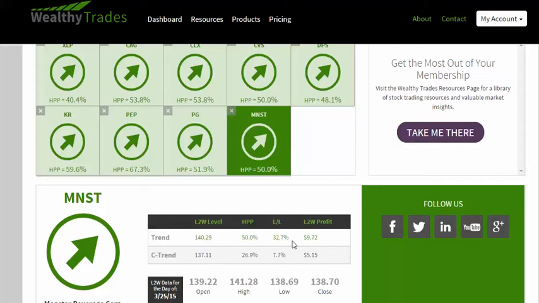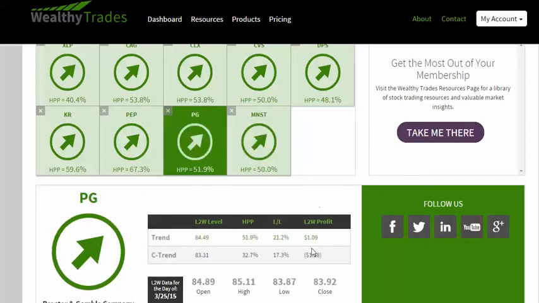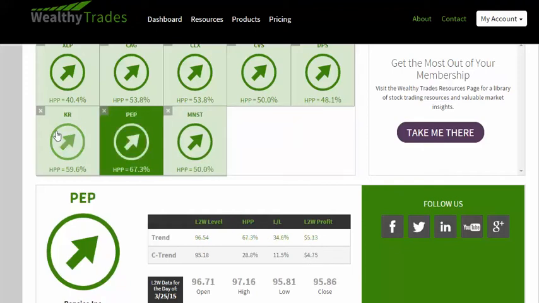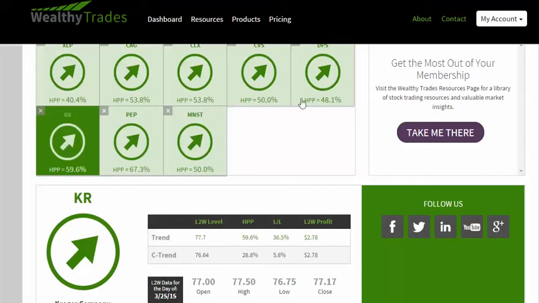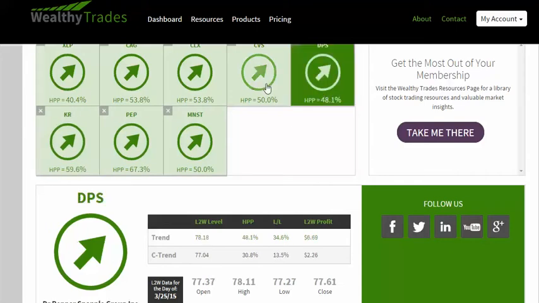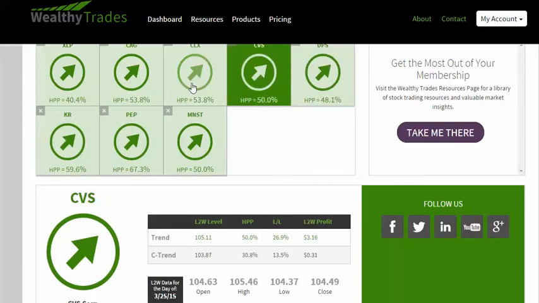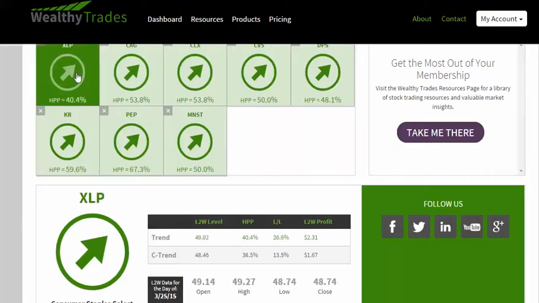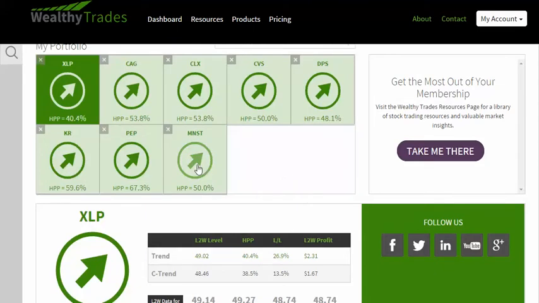So anyway, MNST meets my first requirements. I'm going to keep that one. PG, here's one that doesn't. It loses money, so I'm going to get rid of PG. I'm going to keep PEP, KR, DPS, CVS, CLX, CAG, and XLP. All right, so we didn't really pare it down much, but now we're going to take it further.